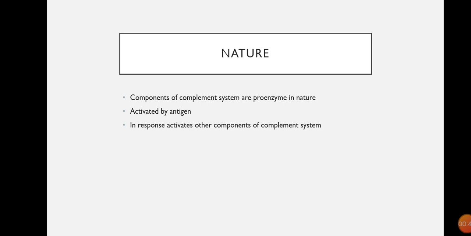The components of the complement system are such that whenever an antigen comes in contact with the first component, it will activate the second one, the second will activate the third, the third will activate the fourth, and so on. So it will go in a cascade fashion. That is why it is known as the complement cascade. Components of the complement system are present in the form of proenzymes, which are activated. The first component is activated by the antigen, while the remaining are activated by the preceding one.